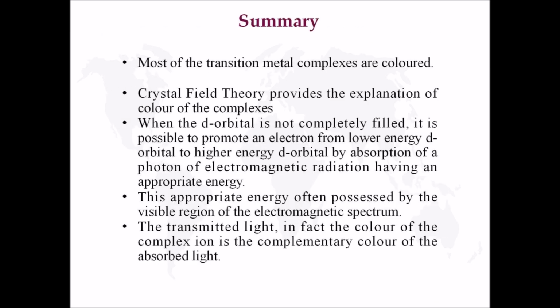Here I want to conclude by saying that most of the transition metal complexes are colored. Crystal field theory provides the explanation of the color of the complexes. When the d orbital is not completely filled, it is possible to promote an electron from a lower energy d orbital to a higher energy d orbital by absorption of a photon of electromagnetic radiation having an appropriate energy. This appropriate energy is often possessed by the visible region of the electromagnetic spectrum. The transmitted light, in fact the color of the complex ion, is the complementary color of the absorbed light.